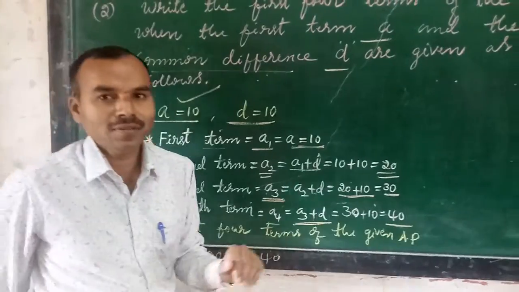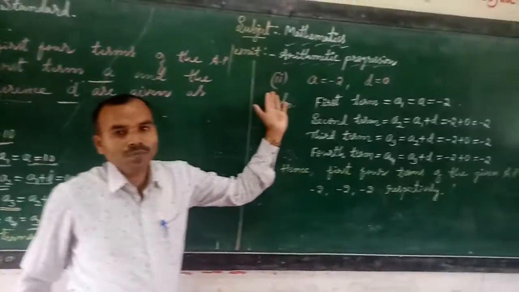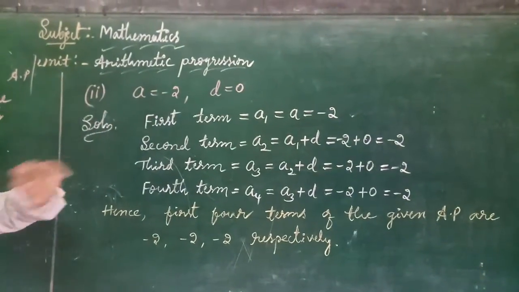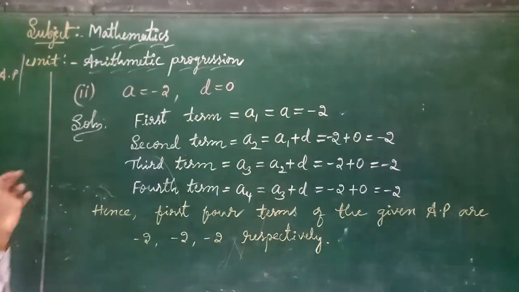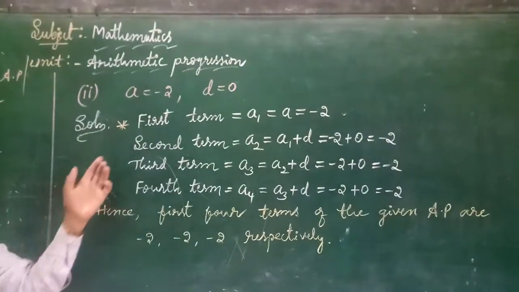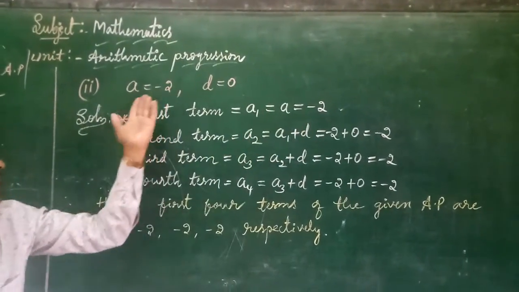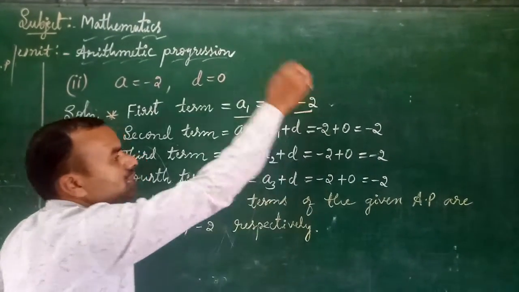Similarly, we take another one. Second problem: A equals minus 2. The first term is minus 2 and the difference is 0. Similarly, we write first term A1, that is A, is equal to minus 2. It is given. A1, the first term, is minus 2.